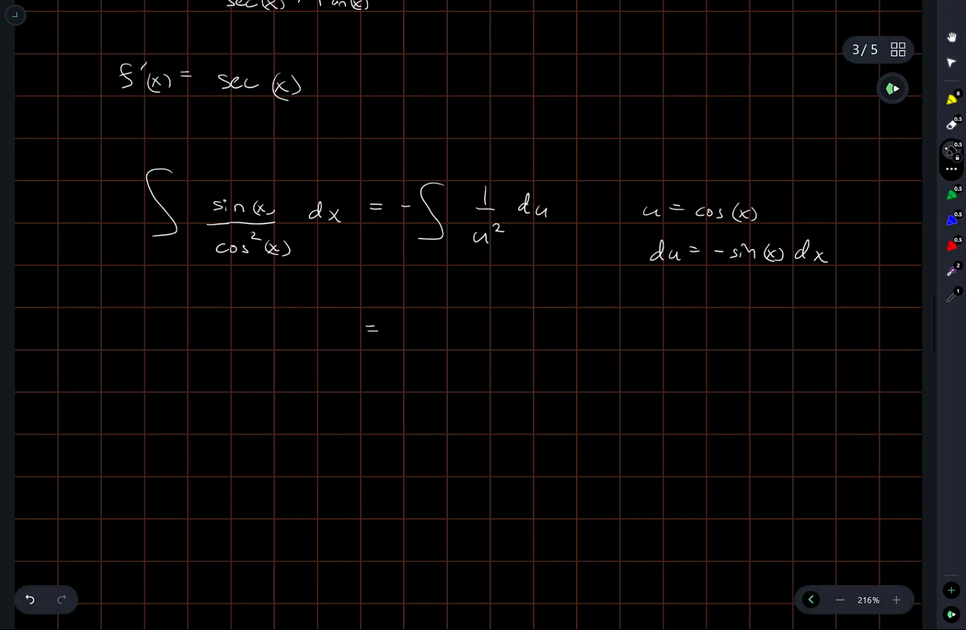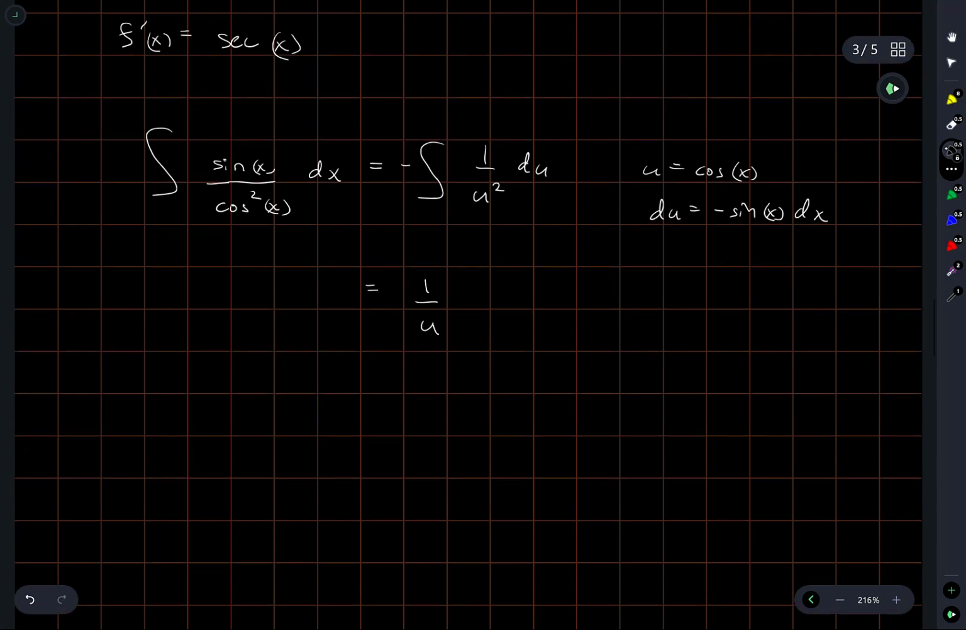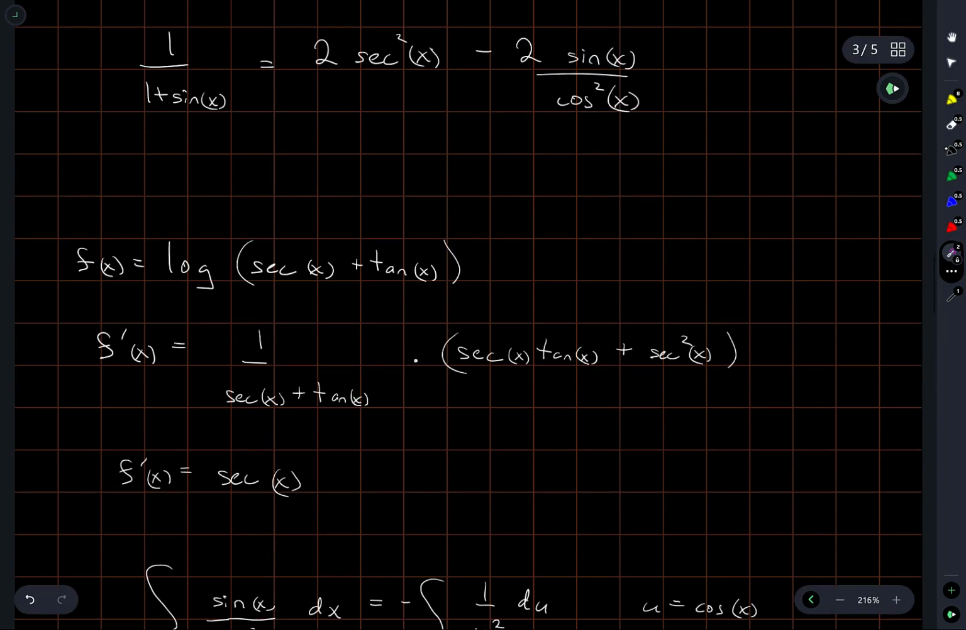Okay, so I have 1 over u. That's my antiderivative, so I end up with just 1 over cosine x. All right, we can check that one. The derivative of this will give you 1 over cosine squared multiplied by negative sine. So that works. How do I integrate secant squared?